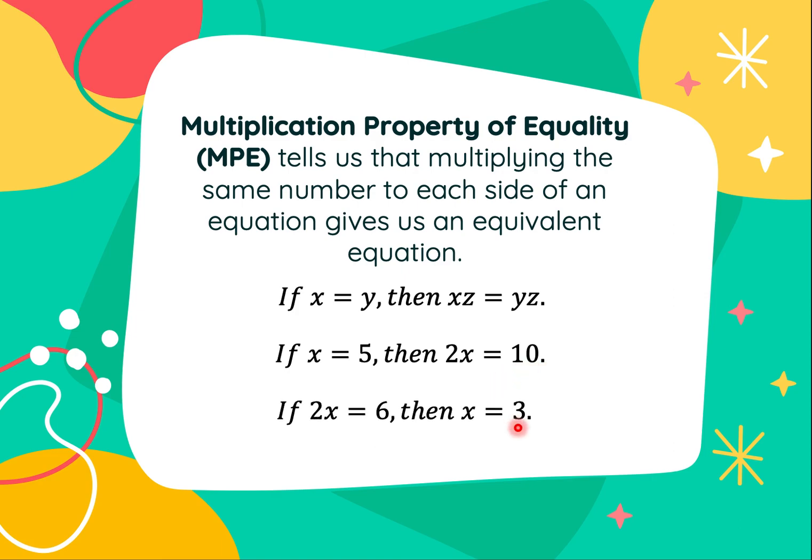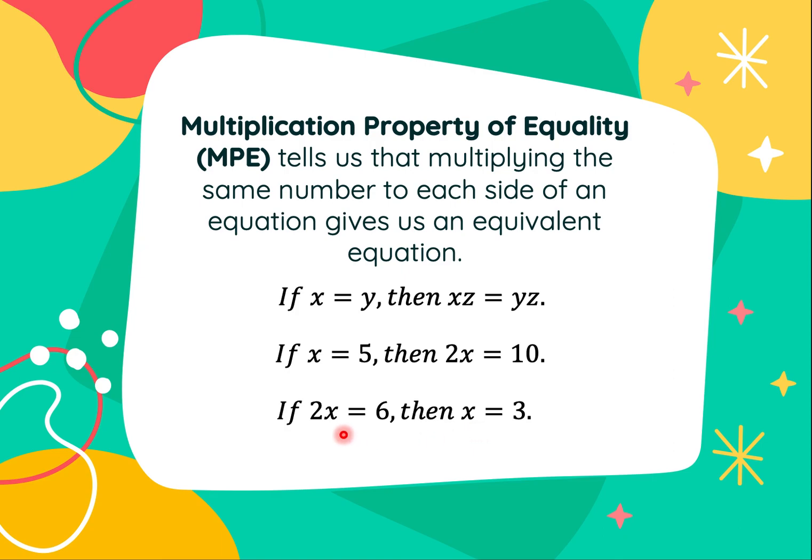And the last example: if 2x is equal to 6, then x is equal to 3. As you can see here, we divide both sides of our equation by 2. As we divide our equation by the same expression, the property we are also using here is MPE, or the multiplication property of equality.